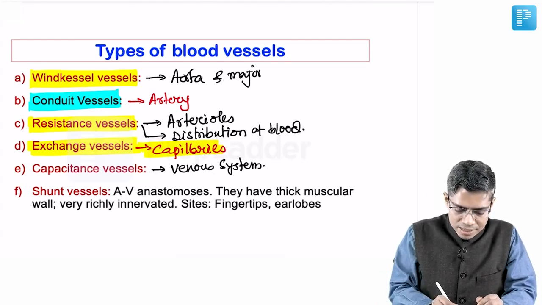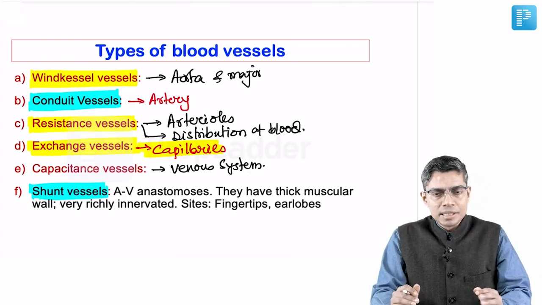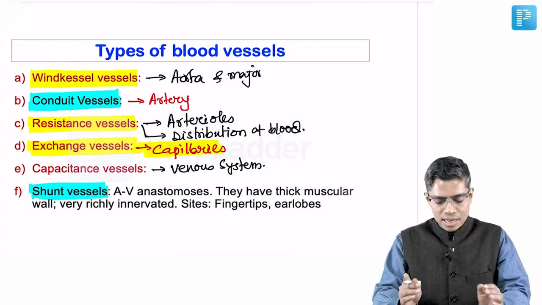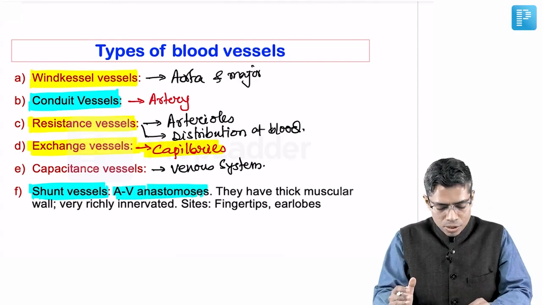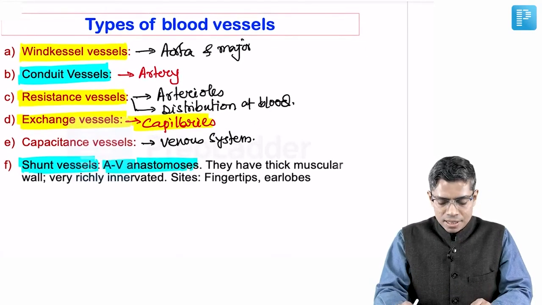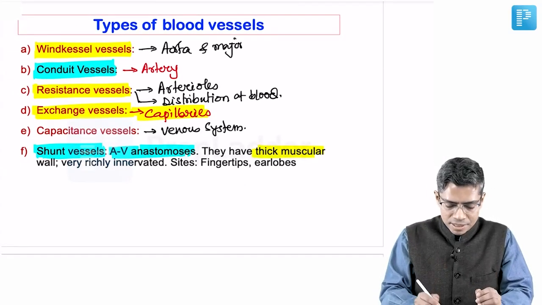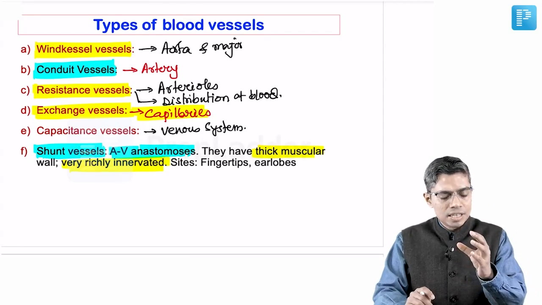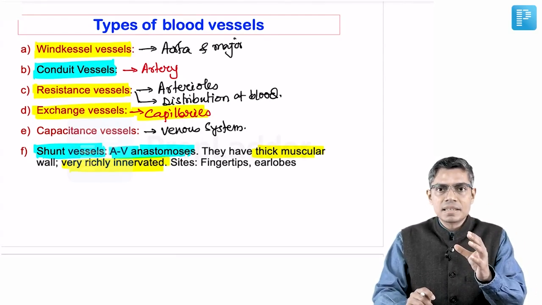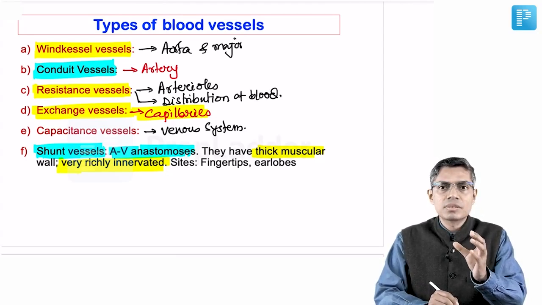And the last here it is written, the shunt vessels. You know that normally in our body there are certain arteriovenous anastomoses, and these arteriovenous anastomoses are formed by certain vessels which are known as the shunt vessels. They have a very thick muscular wall, which is richly innervated. This means these shunt vessels are easily constricted and relaxed because they are richly innervated by the sympathetic system, and this muscular wall contains a huge amount of smooth muscle.